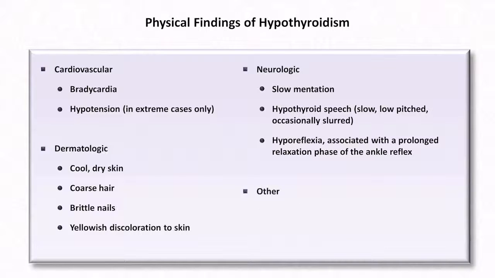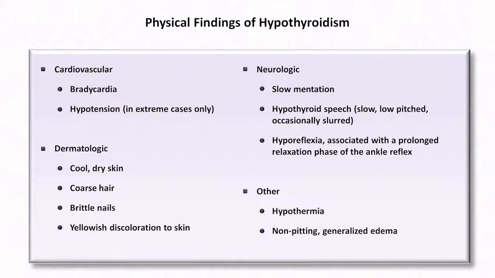Two miscellaneous findings include hypothermia and non-pitting generalized edema, which is thought to be due to the accumulation of mucopolysaccharides in the subcutaneous tissue. This form of edema is occasionally called myxedema, which is similar to, but not identical to, pretibial myxedema, which is actually more classically described in Graves' disease, an etiology of hyperthyroidism. And to add to the confusion, the term myxedema is occasionally used as an old-school synonym for hypothyroidism itself.